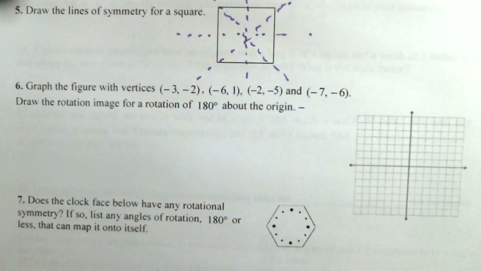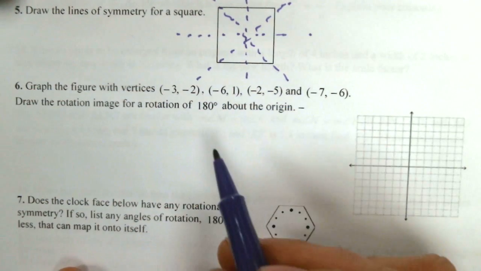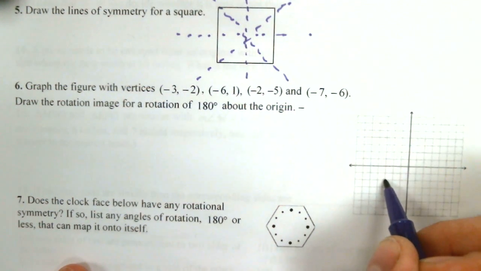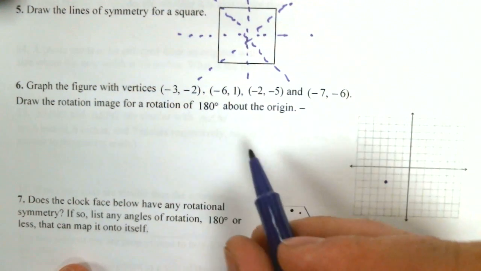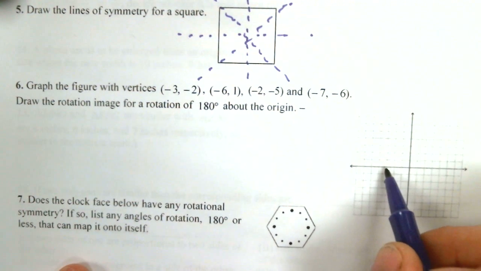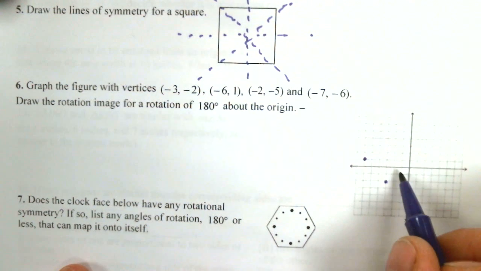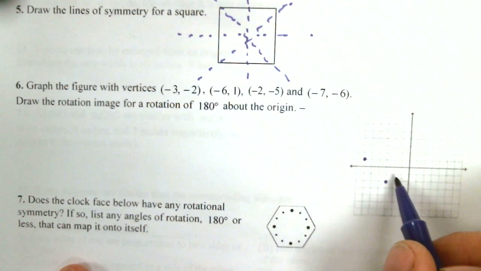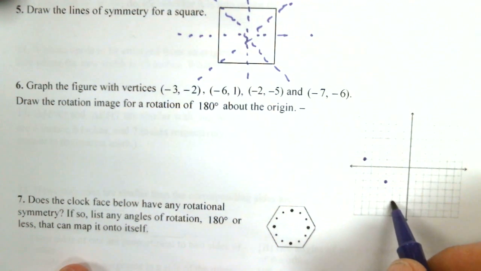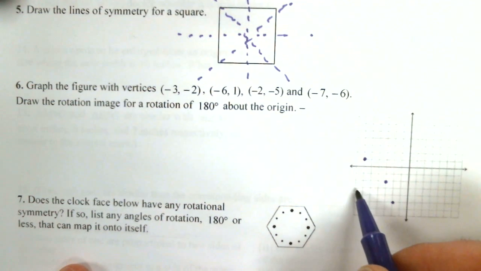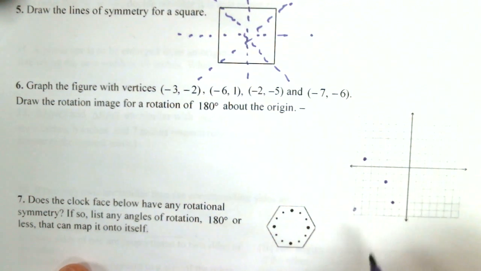Question number 6. If we graph the figure and we want to rotate it, I have the points negative 3, negative 2, and negative 6, 1, and negative 2, negative 5, and negative 7, negative 6. 1, 2, 3, 4, 5, 6.